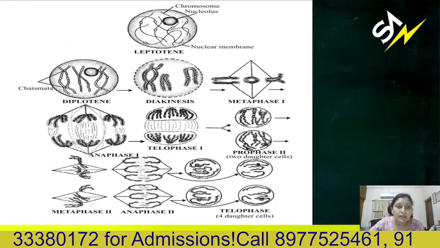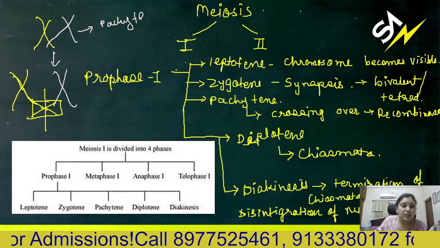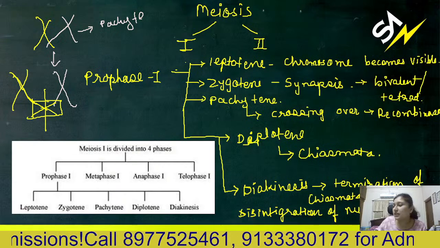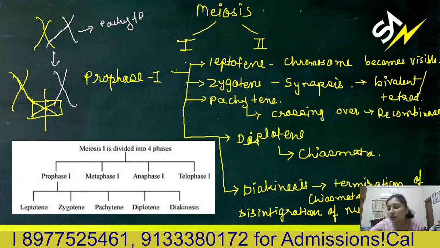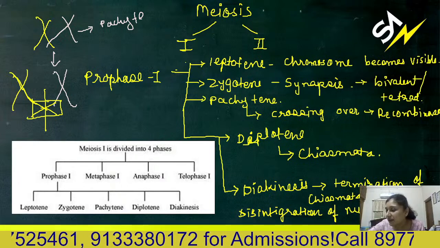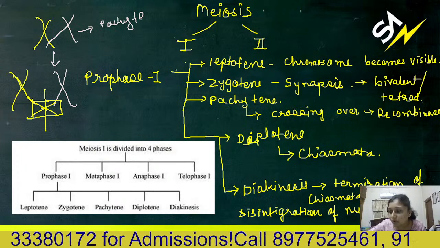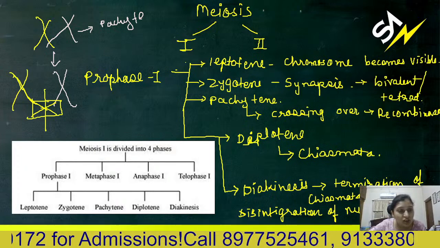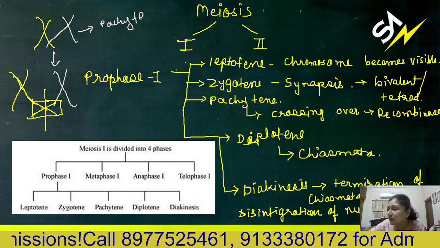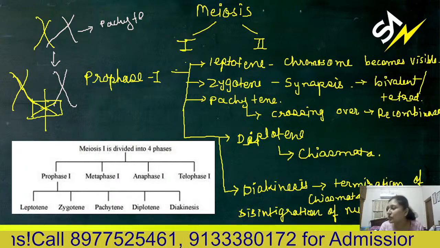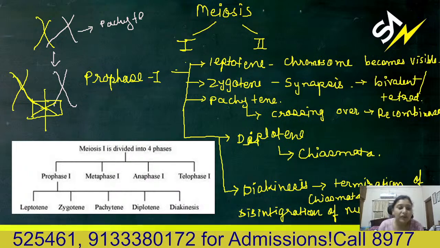Next steps are metaphase, anaphase, telophase. What is the difference here? In metaphase, the bivalent chromosomes align at the equatorial plane. Microtubules form from the opposite poles and the spindle fibers attach. So metaphase is the same for both. But anaphase is different, because homologous chromosomes separate here. There is no splitting here.